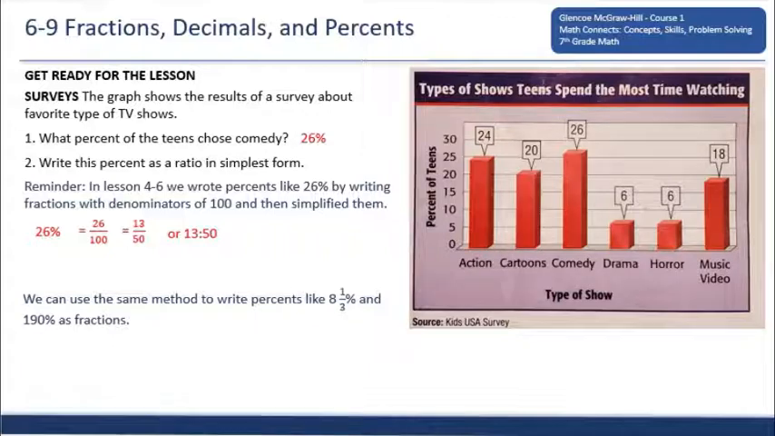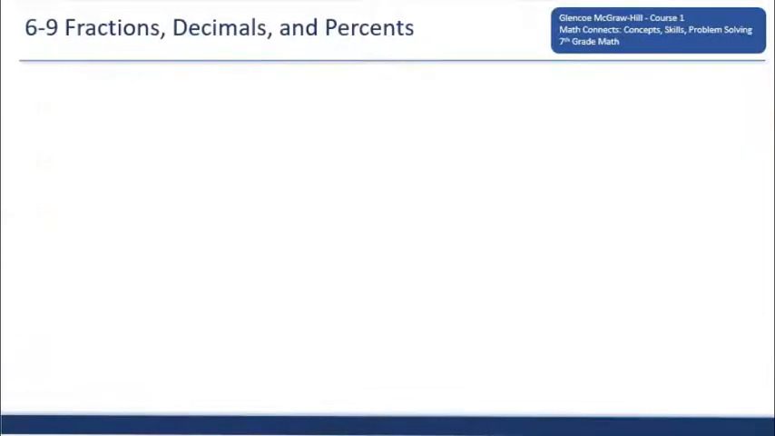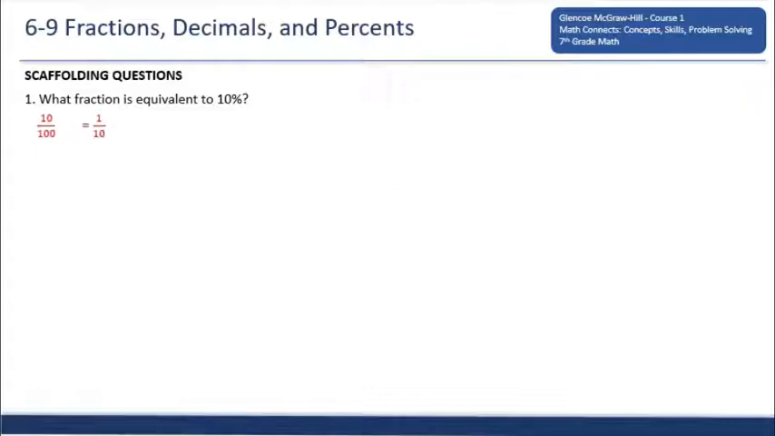We can use the same method to write percents like 8 1/3% and 190% as fractions. Scaffolding questions. Number 1, what fraction is equivalent to 10%? The first thing we're going to do is write 10 over 100, and then we're going to simplify by dividing the numerator and denominator by 10. Number 2, what fraction is equivalent to 25%? Again, we're going to write 25 over 100, and we'll simplify that by dividing the numerator and denominator by 25.